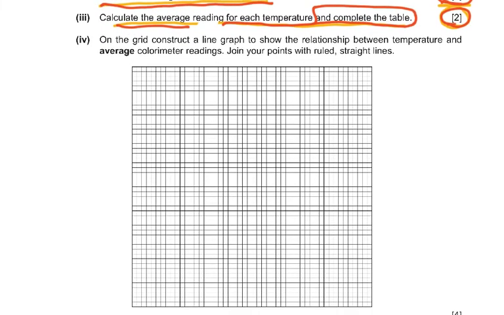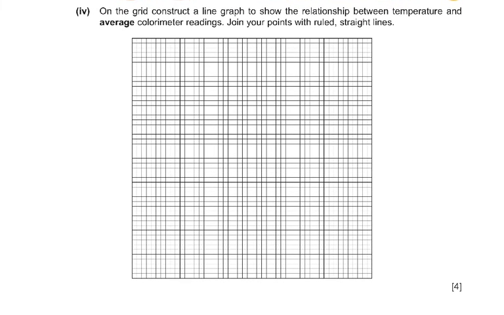Then coming on to the graph. On the grid, construct a line graph to show the relationship between temperature and average colorimeter readings. The average is given in bold letters. Join your points with a ruled line. Now, what is the main way you do a graph? There are 4 marks, 4 very easy marks, and nobody should miss these marks.